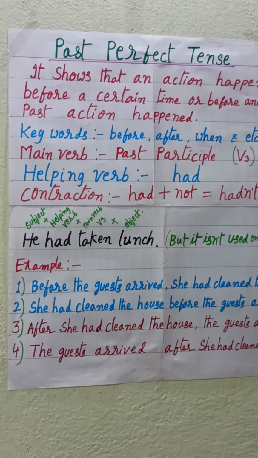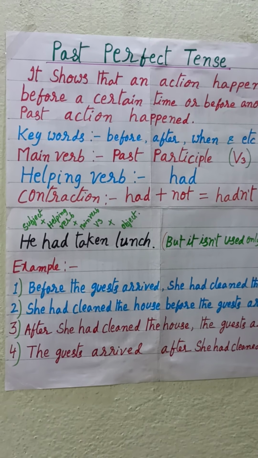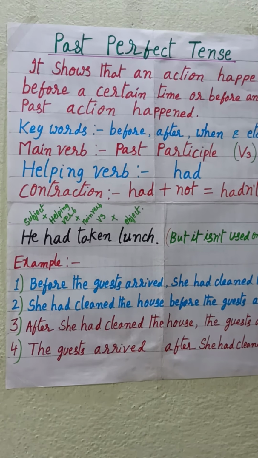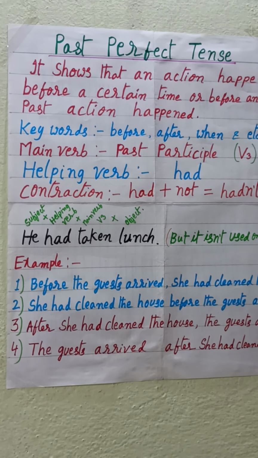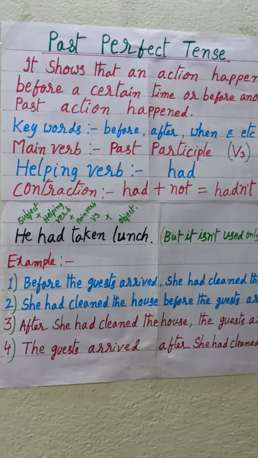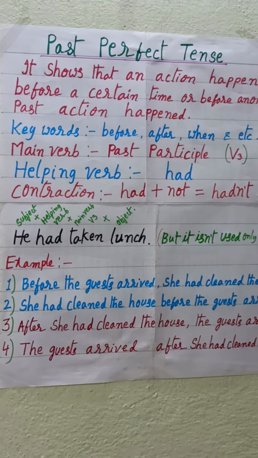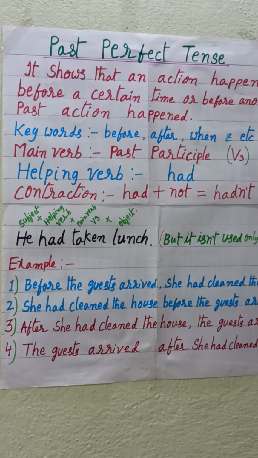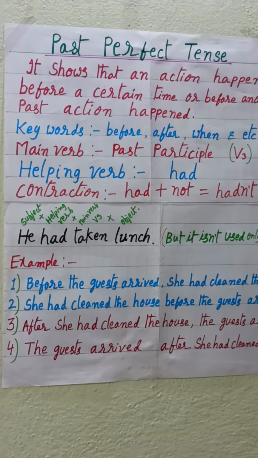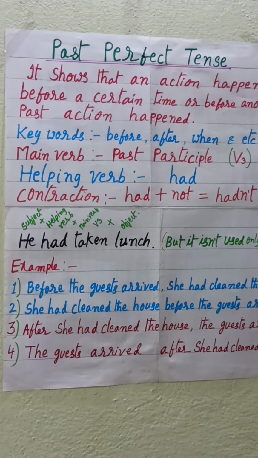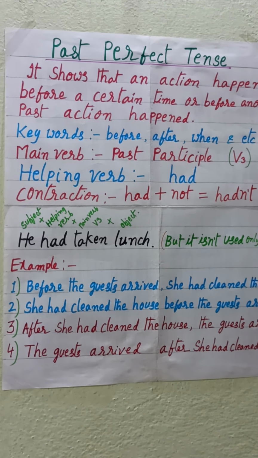Helping verb, had. The present perfect tense helping verbs are have, has. Had is the past tense of has, have. Contraction, had plus not, hadn't.